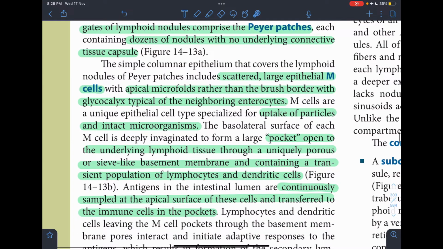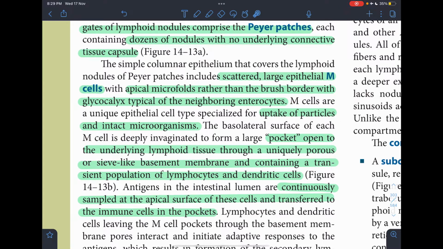The simple columnar epithelium that covers the lymphoid nodules of Peyer patches includes scattered large epithelial M cells with apical microfolds. So on their apical surface they have microfolds, they don't have a brush border. If you remember, the brush border is the densely packed microvilli covered with glycocalyx to increase the surface area. In the M cells there is no brush border, they have apical microfolds.